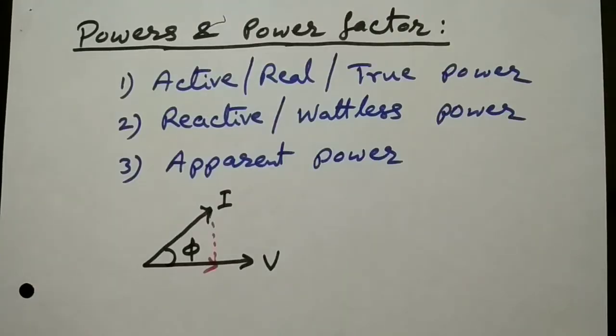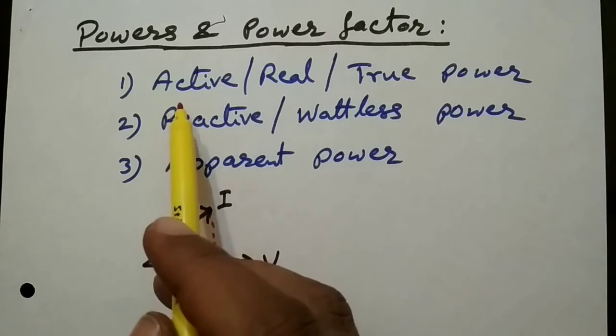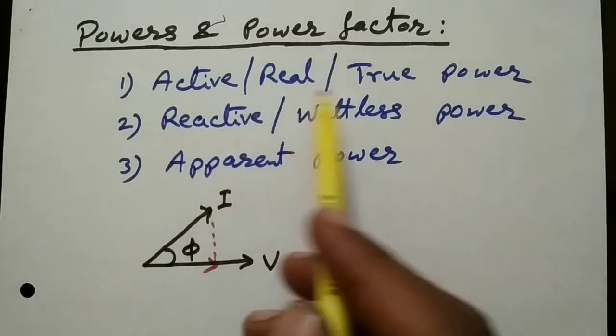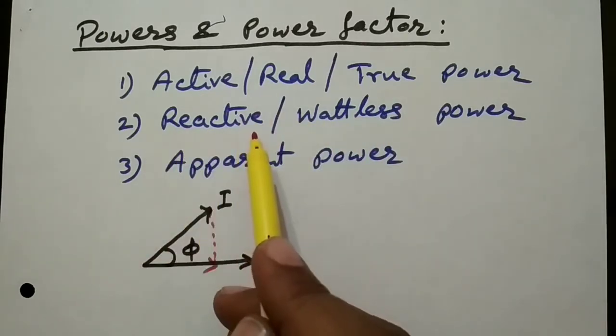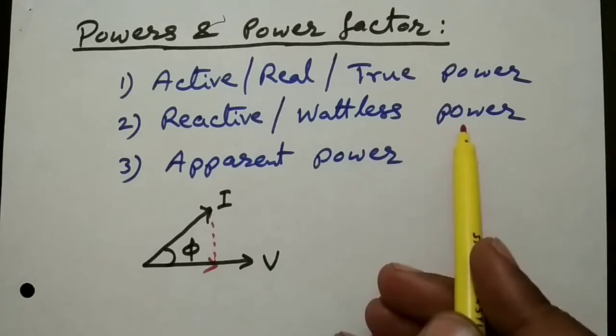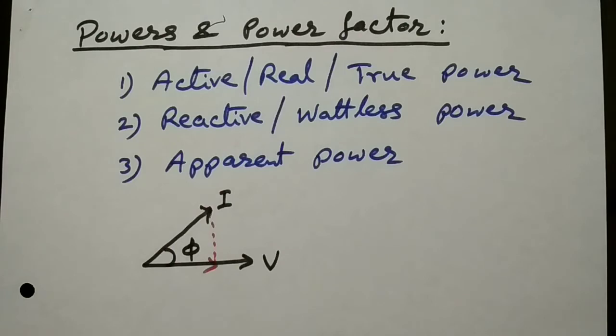The next topic is power and power factor. As in the case of the RL series circuit, we have seen that there are three types of powers, and it is the same for the RC series circuit also. The powers here are active, or real, or true power. Second is the reactive power, sometimes also called wattless power. And the third is called the apparent power. So let's see the three types of powers.